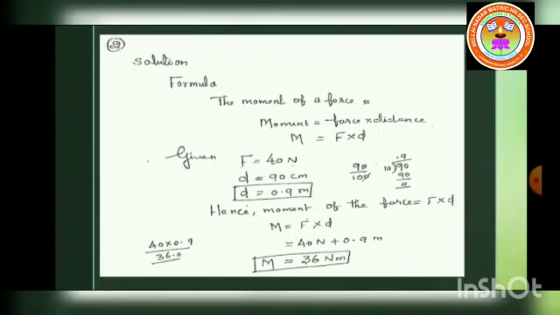So we should convert 90 centimeter to meter. Divide 90 by 100. The answer is 9 by 10, so 9 divided by 10 is 0.9 meter. So D is equal to 0.9 meter and F is equal to 40 N. Hence the moment of the force is M is equal to F into D. We should substitute the values of F and D: F value 40 N and D value 0.9 m. So the answer is 36 Newton meter. So moment M is equal to 36 Newton meter.